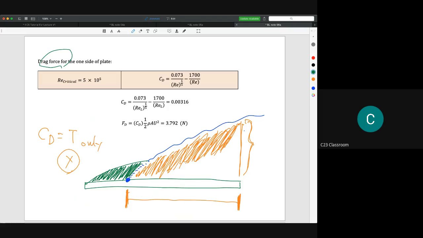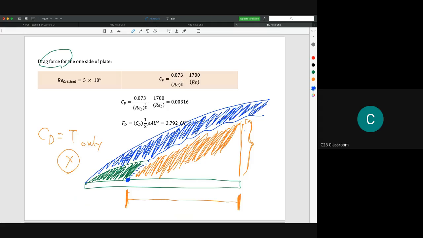But if we calculate drag force only using the turbulent boundary layer, it means that we are adding an unnecessary part here. This part actually does not exist, but we keep adding it in our calculation. That means that that's also wrong.